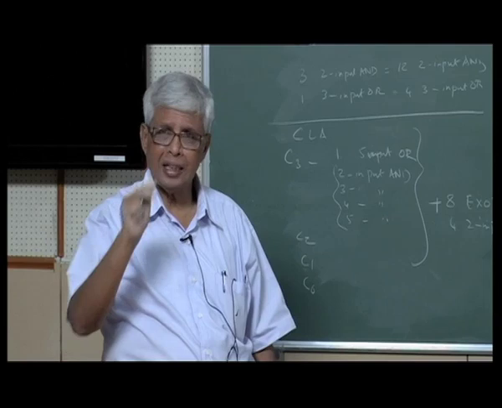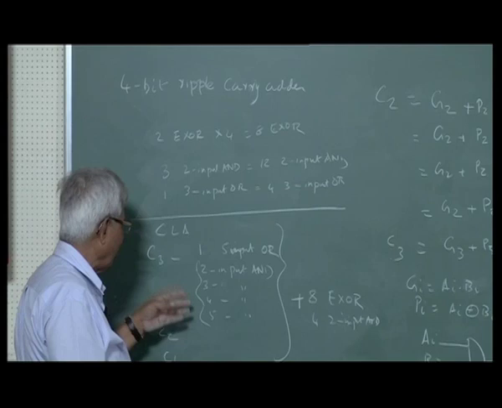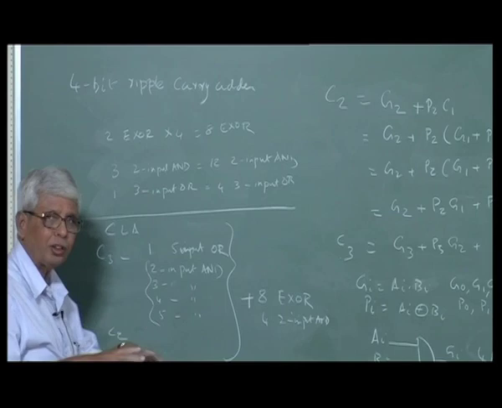The second thing is, these are all uniform, nice gates: two-input exclusive OR, two-input AND, three-input OR. Here I have one gate with five inputs, another with four, three, two. Next one it will be four, three, two, one. Then it will be three, two, one, etc. So there will be all sorts of non-uniform gates.